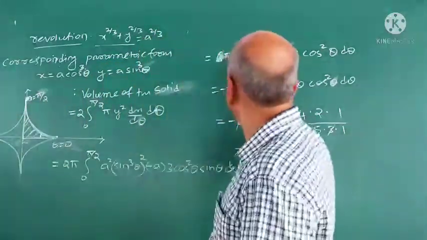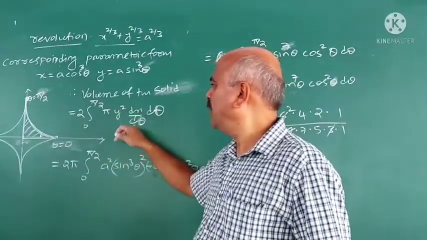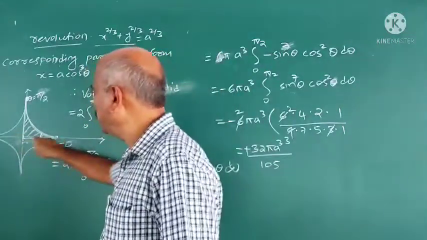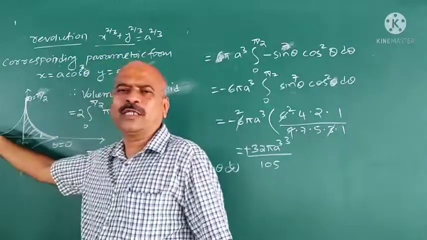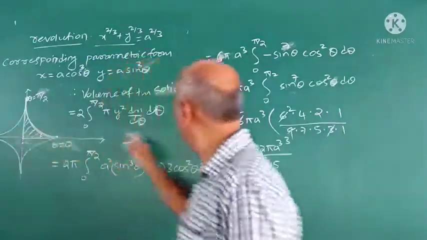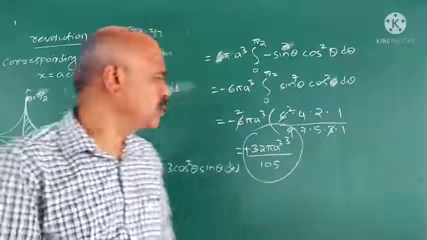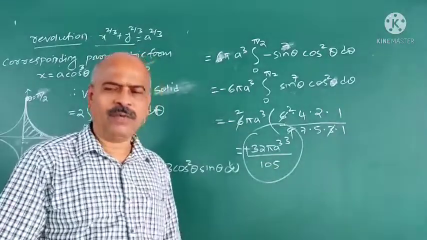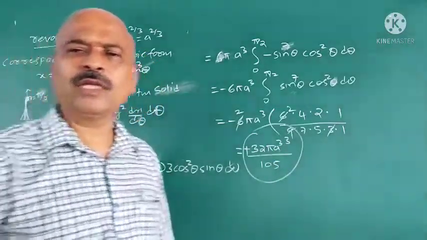The formula changes here. What is that? Pi into x square dy by d theta. But here the explanation is, since I have taken 0 to pi by 2, that is in the negative direction of x-axis, I have obtained a minus sign here. Anyway, take the positive sign. 32 pi a cube upon 105. This is the volume of the asteroid. Okay, I will consider some more examples in the next.